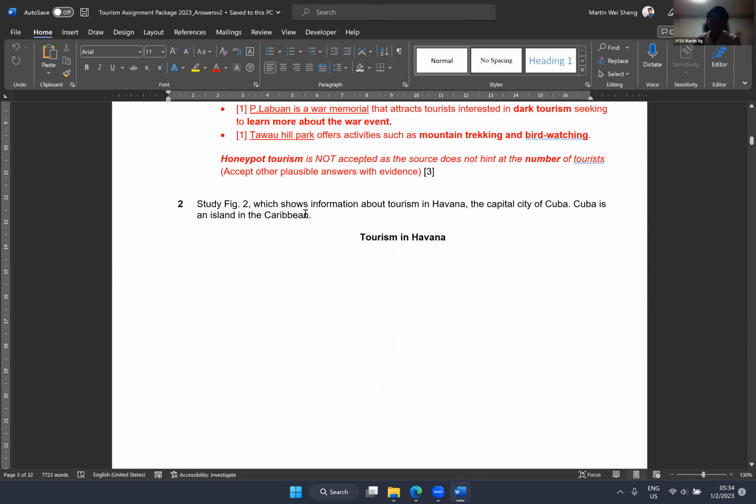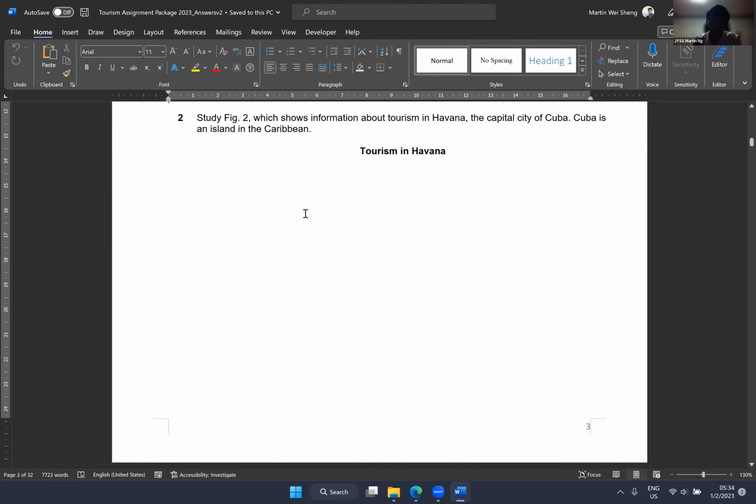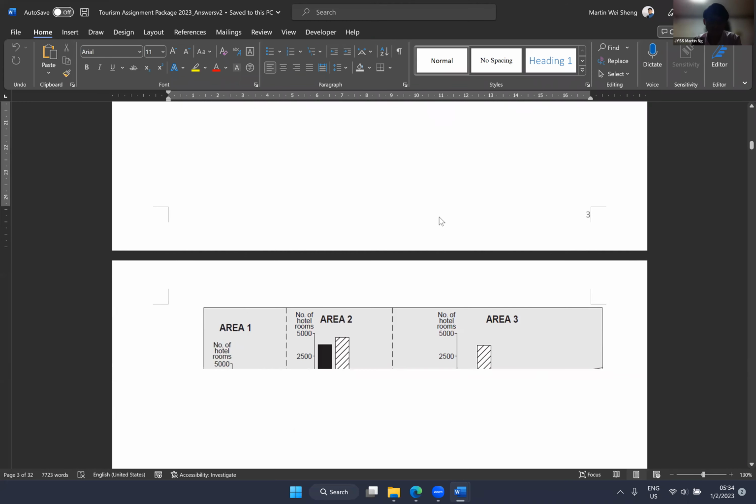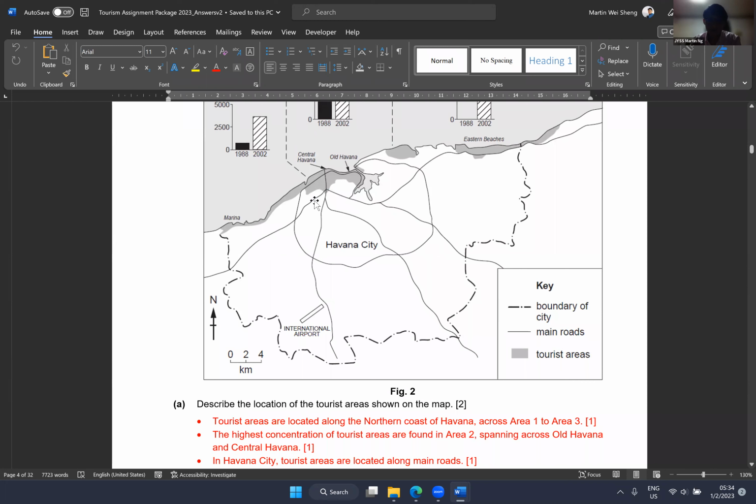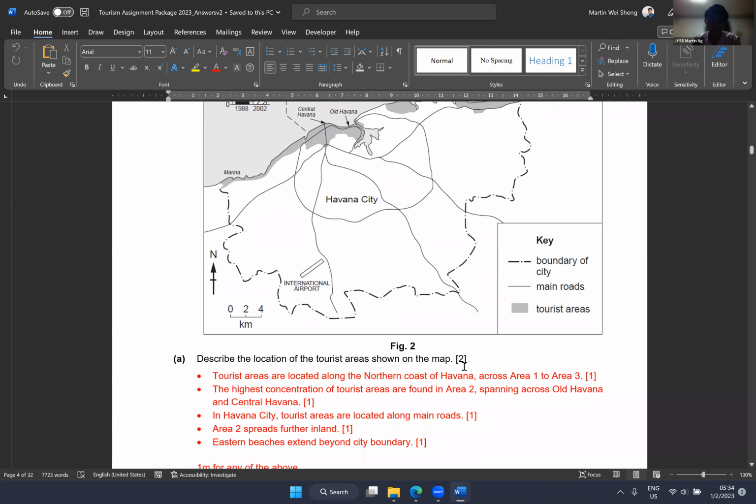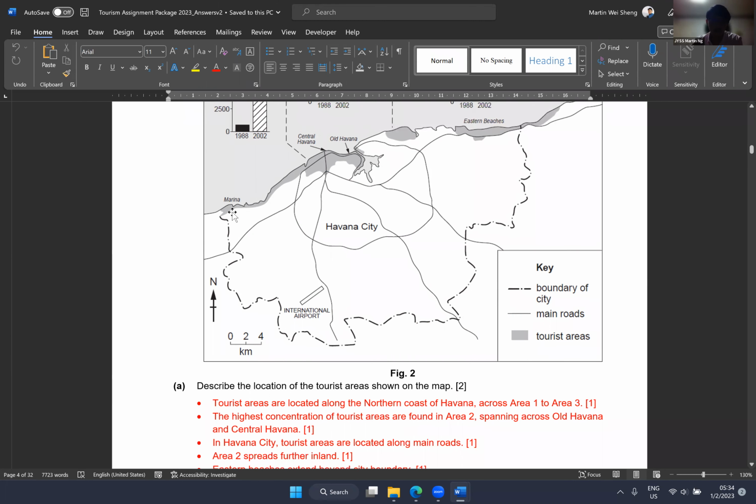So question 2, tourism in Havana. So we look at this figure over here. Describe the location of the tourist area shown on the map. Okay. So follow your general and specific format. Okay, so tourist areas are located at the northern coast of Havana. You can see all these are at the topmost area of the city, so along the northern coast.